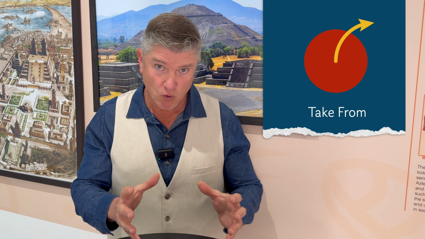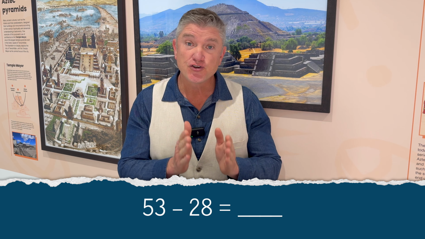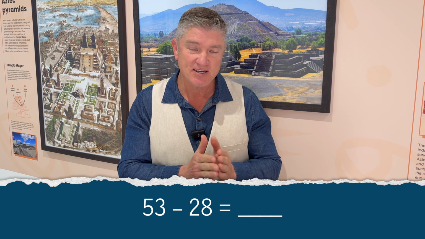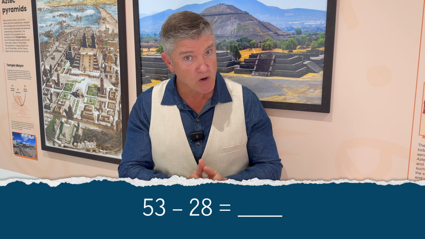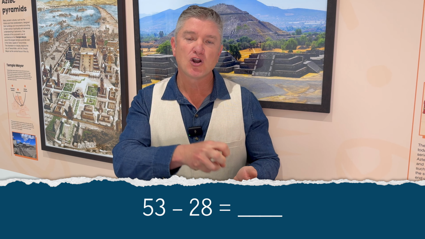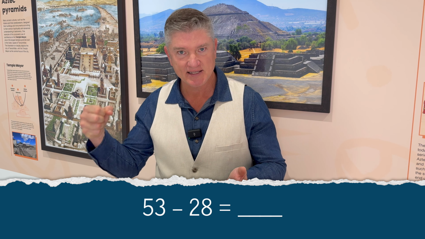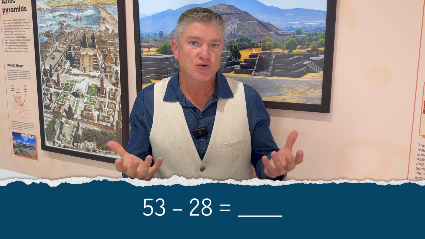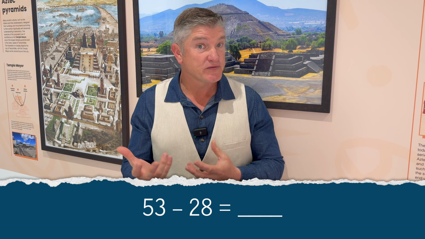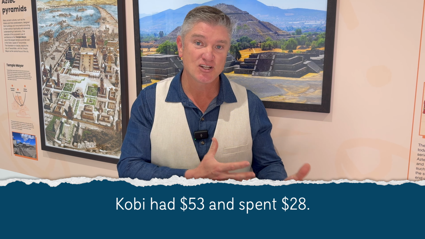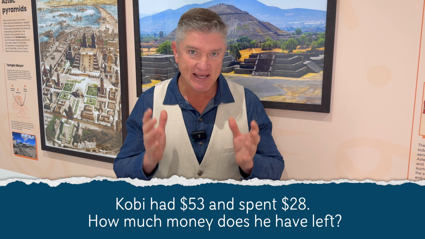The first type of subtraction that students learn at school is called take from or take away. And that's where you have a portion and you're going to take something away from it. Now, take from or take away is implied with that equation I just showed you. And that's because students begin to read sentences like this. They might say 53 take away 28. So it's implying the idea of having a portion and taking something away. In real life, the story might go something like this. Kobe has $53 and spends $28. How much money does Kobe have left?